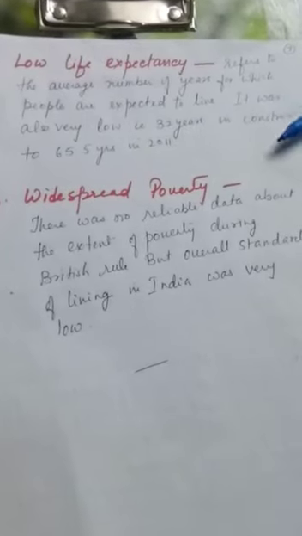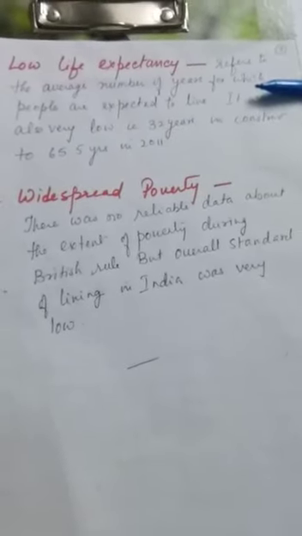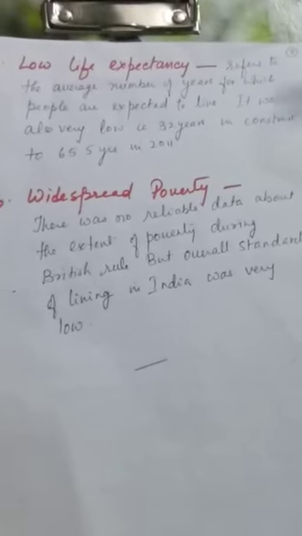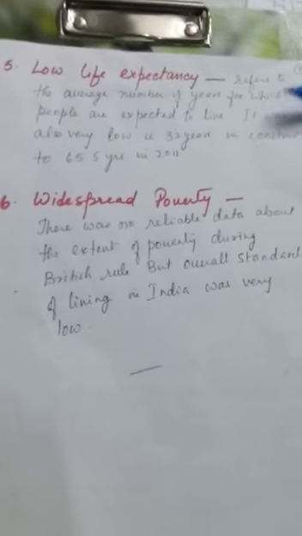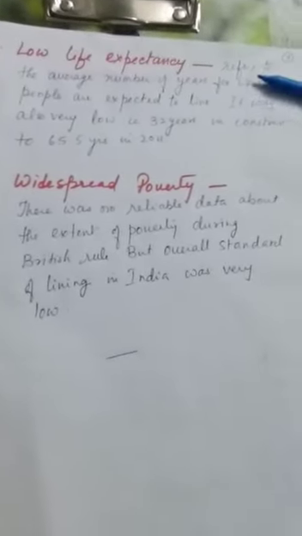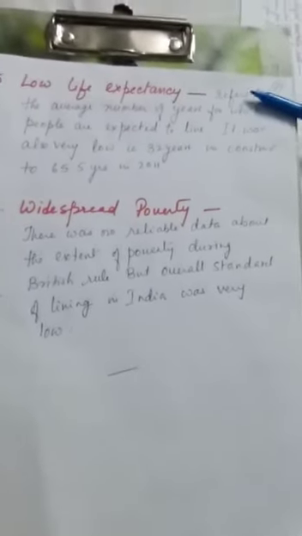The government did not take any care to improve the health facilities of the people, and therefore the life expectancy was very, very low. Poverty was also one of the reasons, and famines and other disasters were also reasons for low life expectancy.